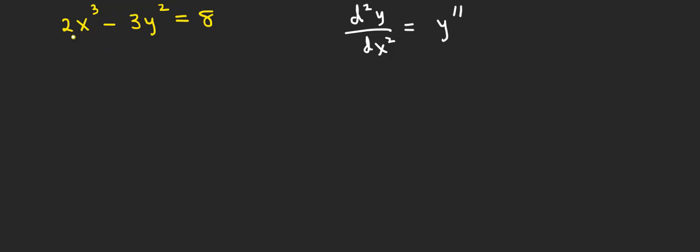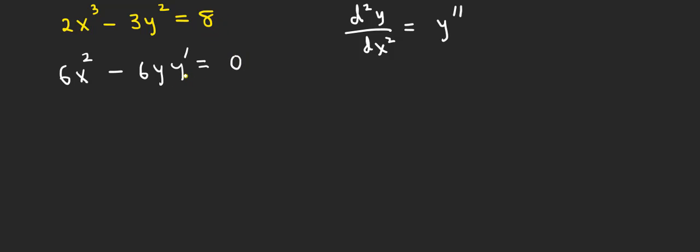So the derivative of 2x cubed is going to be 6x squared. And don't forget that you're going to get dx over dx, but we're going to ignore it now. Minus 2 times 3, which is 6, y, and then you have to take the derivative of y with respect to x. So you get y prime. Equals the derivative of 8, which is 0.